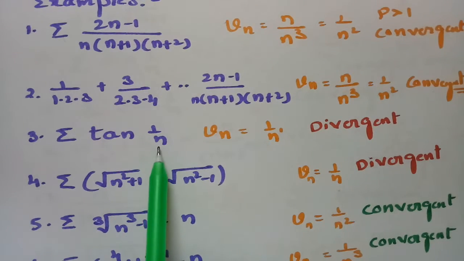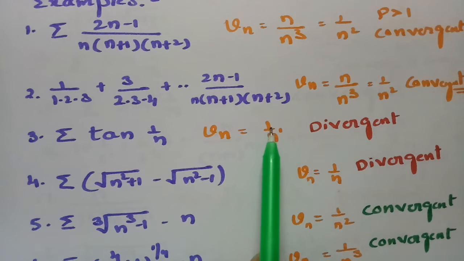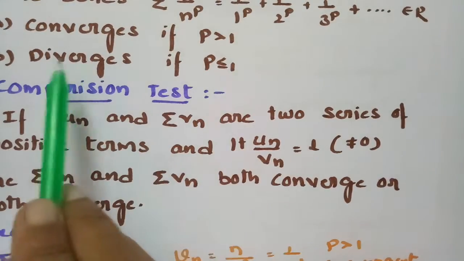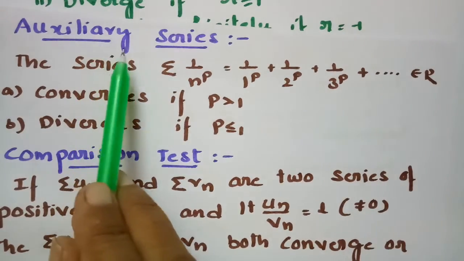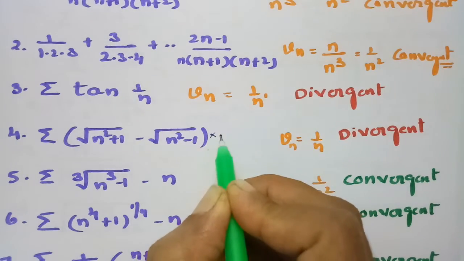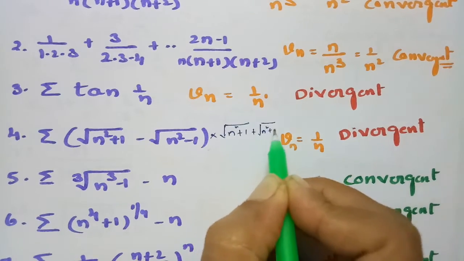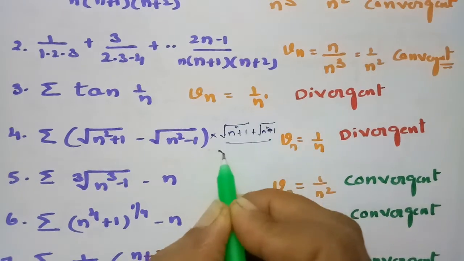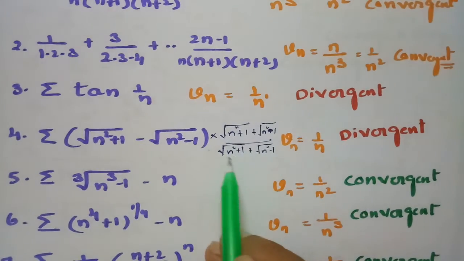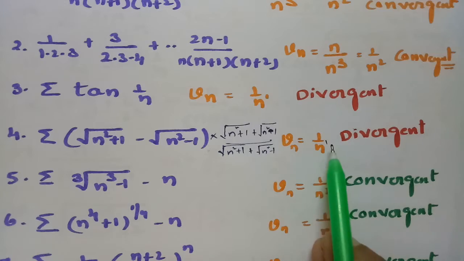See here, tan 1 by n. We know that the limit as x tends to 0 of tan x by x is equal to 1. So I am choosing vn as 1 by n. Here p is 1, so it is divergent according to the p test or auxiliary series test. So this is divergent. In this case we have to rationalize it, that is, multiply by root over n square plus 1 plus root over n square minus 1. So in the denominator we have n, so vn is equal to 1 by n power 1, divergent.